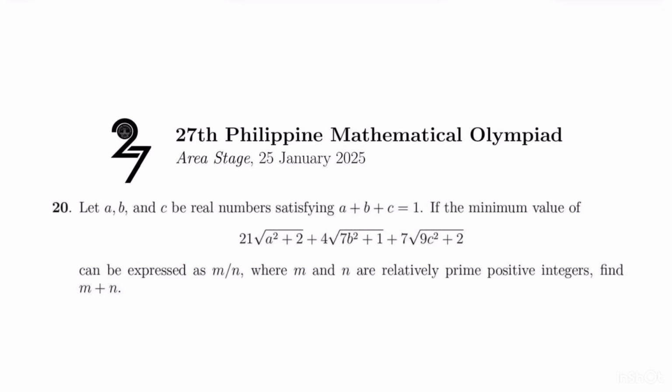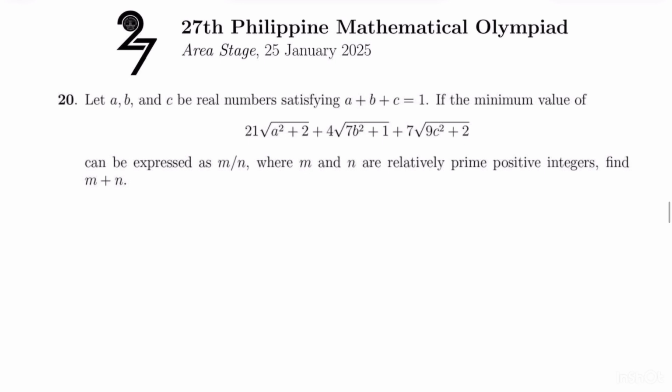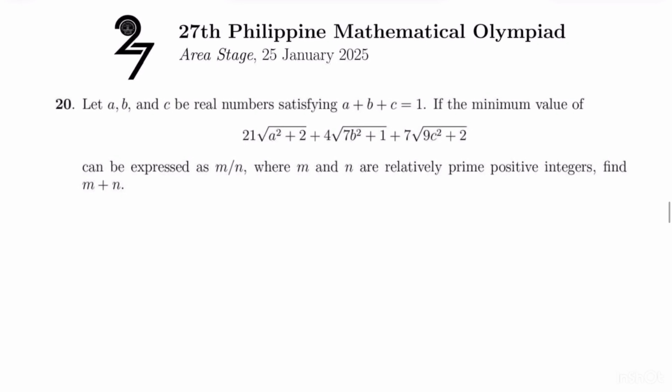So in order to solve this problem, we're going to use Lagrange multipliers. It is an optimization technique to find the minimum and maximum of functions with certain constraints. So the constraint here is that a plus b plus c must be equal to 1. And we're tasked to find the minimum value of this expression.